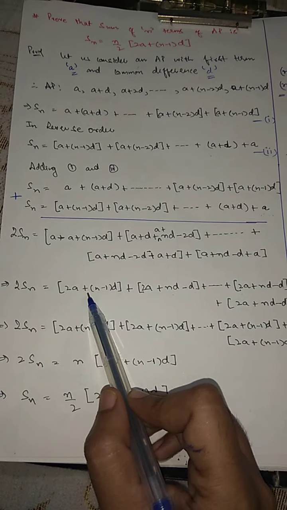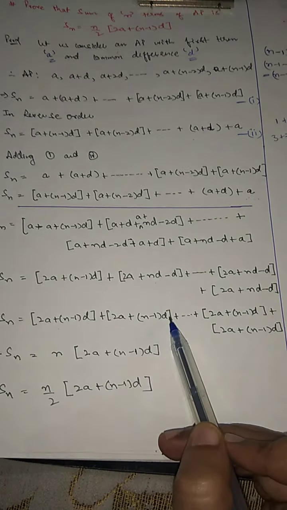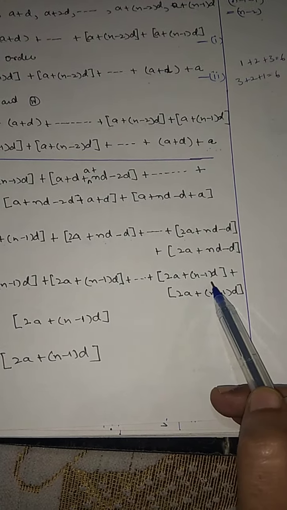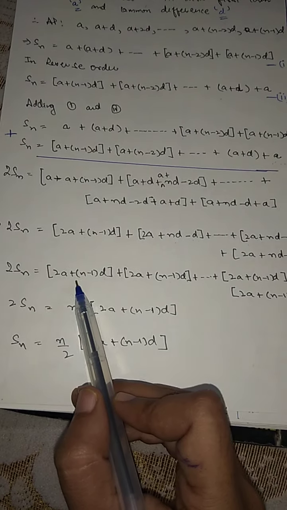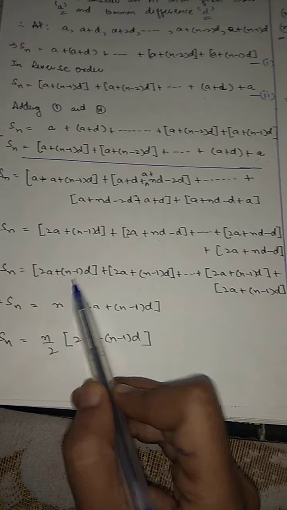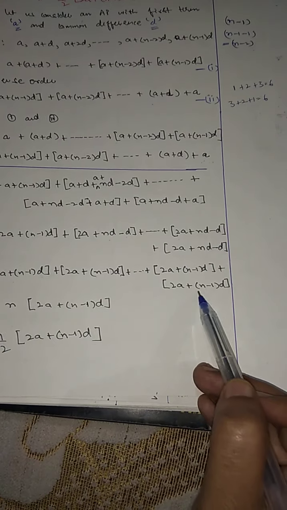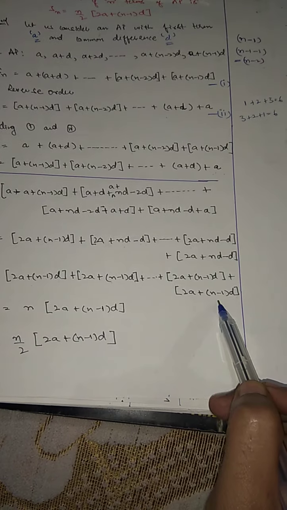So this is the first term, 2a plus n minus 1 into d. From these two terms, we can take d as a common factor, and we are left with 2a plus n minus 1 into d. In the same way, from the second last term, we can take d as the common factor, and we are left with 2a plus n minus 1 into d. And in the last term, we also have 2a plus n minus 1 into d. So if we observe here, we get 2a plus n minus 1 into d, plus so on to plus 2a plus n minus 1 into d. Here we are adding 2a plus n minus 1 into d n times.